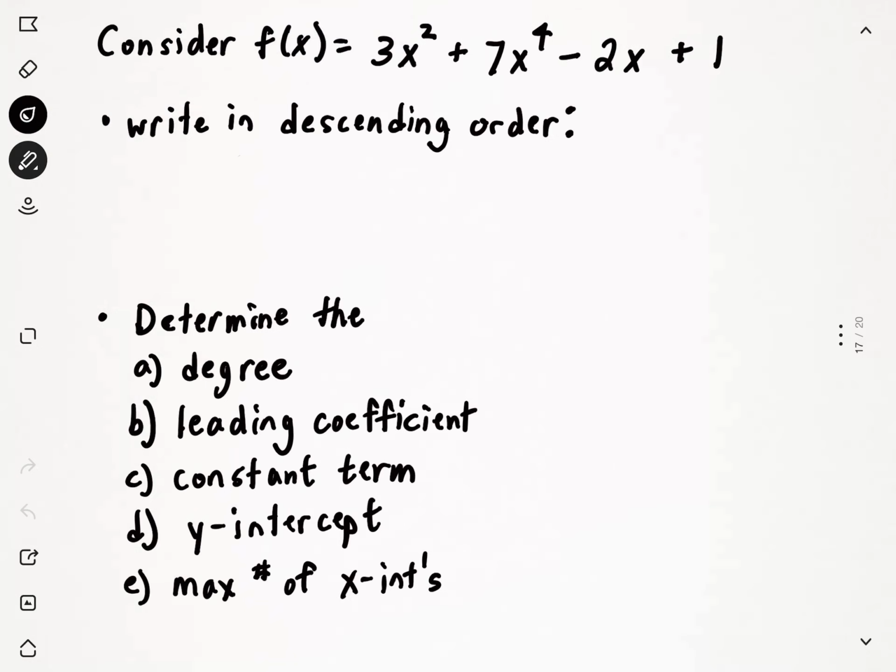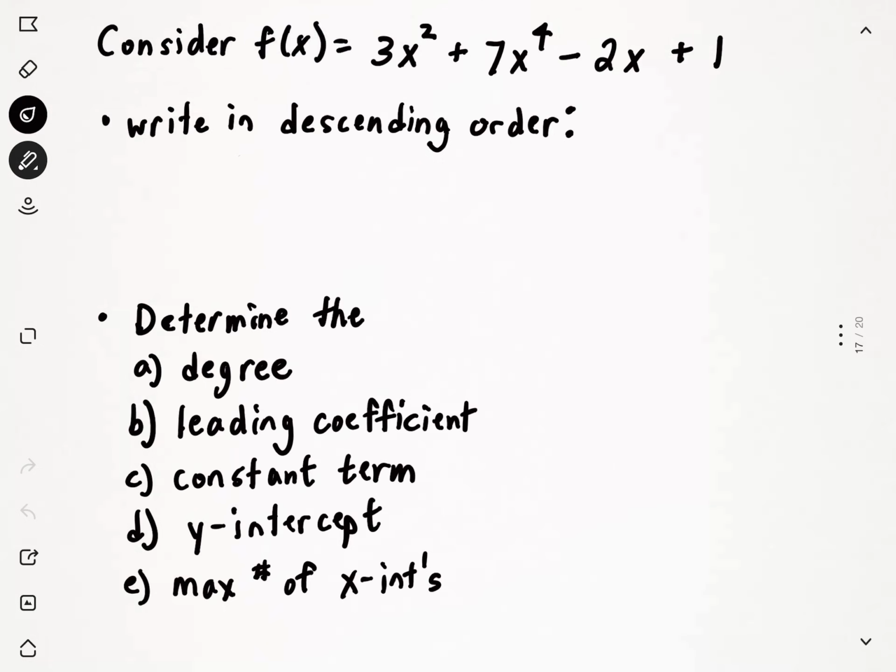Okay, let's check this out. We have some more terminology here. So we have a polynomial function written here on the top of the page. As you can see, we have exponents of 2, 4, and 1. All of those exponents are positive whole number exponents. This is definitely a polynomial function.